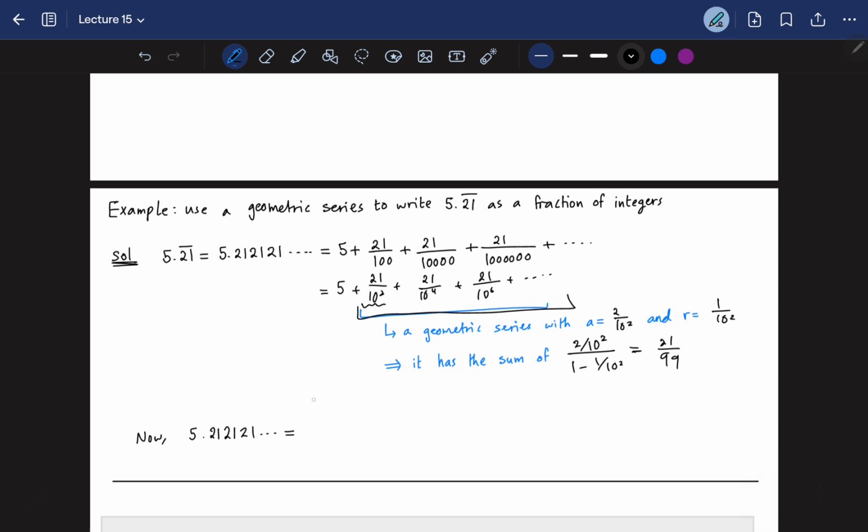So if you want to write this decimal as a fraction, this is going to be 5 plus 21 over 99. If you simplify, this is 172 over 33.